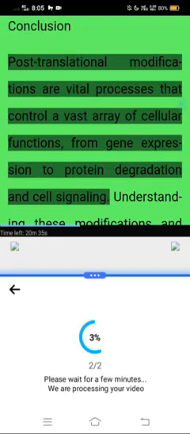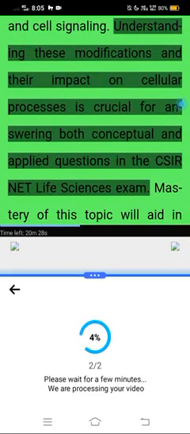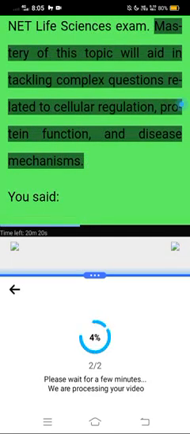Conclusion. Post-translational modifications are vital processes that control a vast array of cellular functions, from gene expression to protein degradation and cell signaling. Understanding these modifications and their impact on cellular processes is crucial for answering both conceptual and applied questions in the CSIR-NET Life Sciences exam. Mastery of this topic will aid in tackling complex questions related to cellular regulation, protein function, and disease mechanisms.